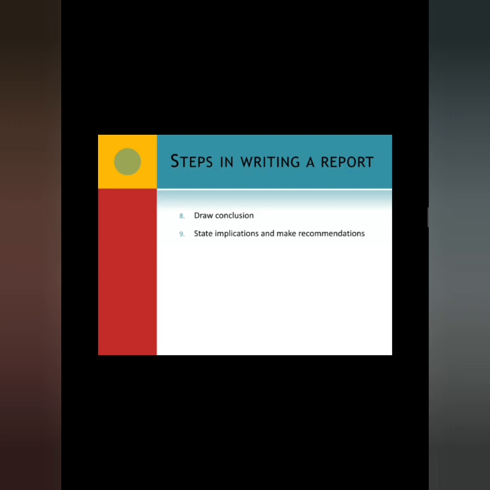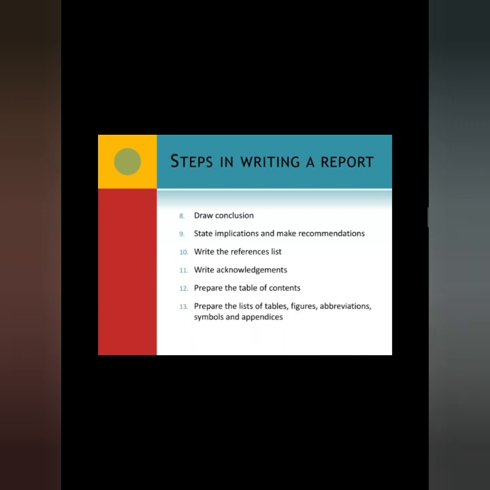Right? Then, after you have finished writing up the main content of your study, you have to write the references list for any resources which you have referred to, and then write acknowledgements, prepare the table of contents, and then you prepare all the lists, such as list of tables, list of figures, list of abbreviations, list of symbols, and list of appendices.